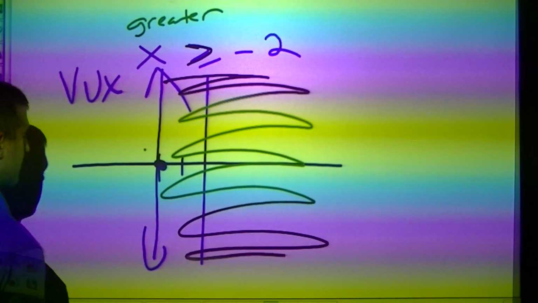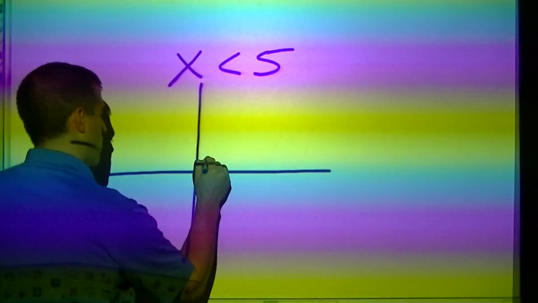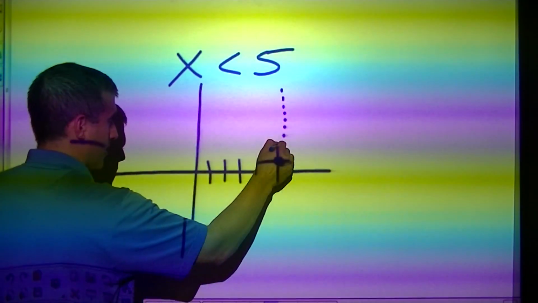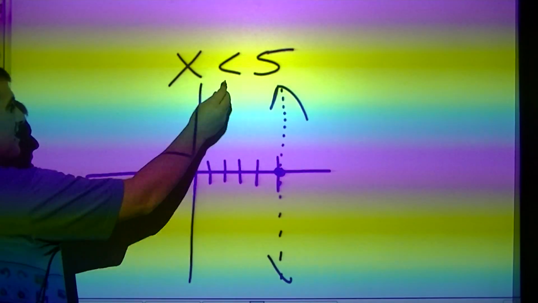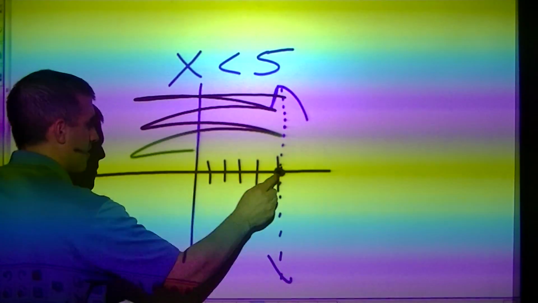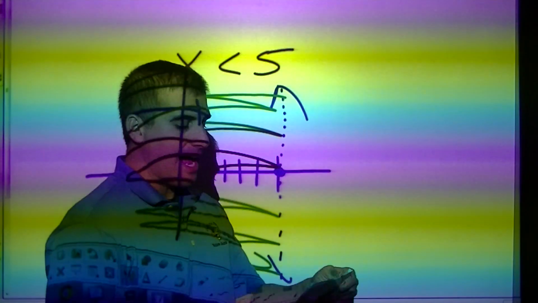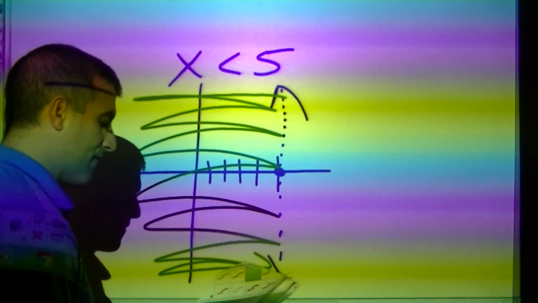Let me do another one. Let's say I had x is less than 5. 1, 2, 3, 4, and 5. A dot. A vertical line. Now, since it's less than, I'm going to be all the way over here. So if you can graph those lines, you can graph the equations, or you can graph the inequalities.